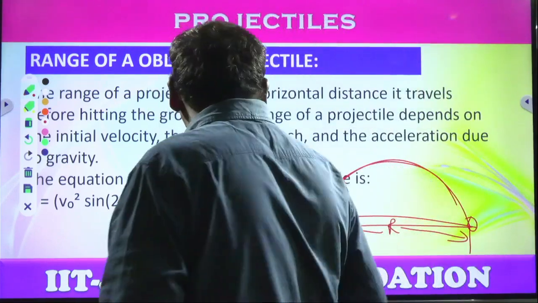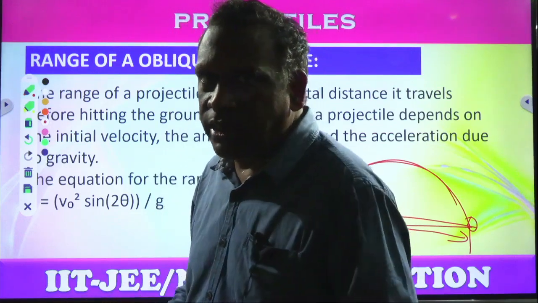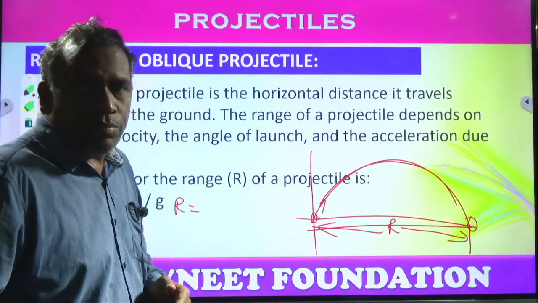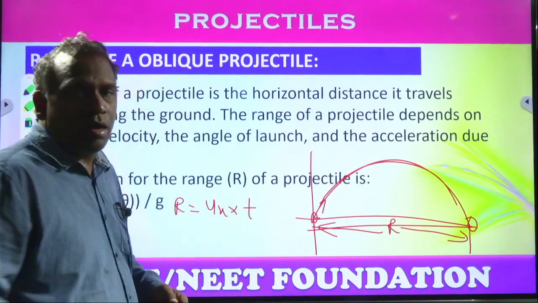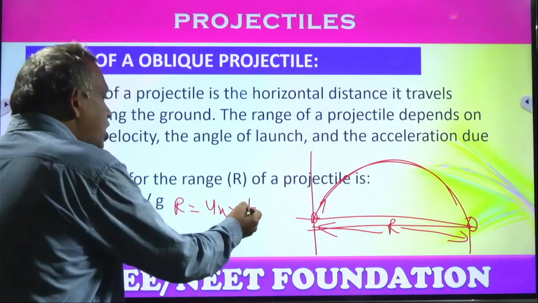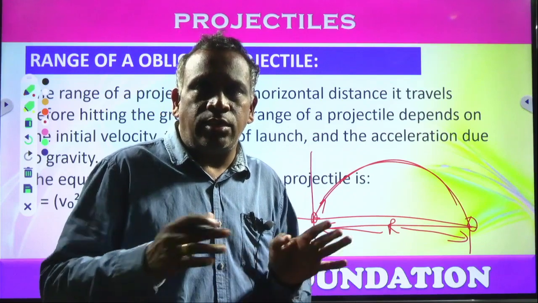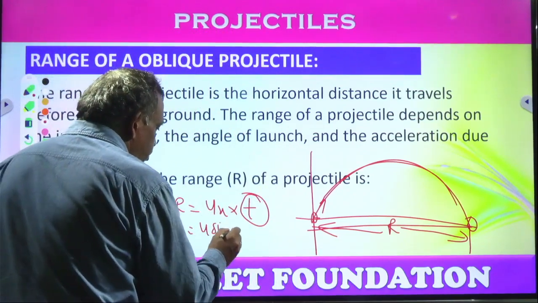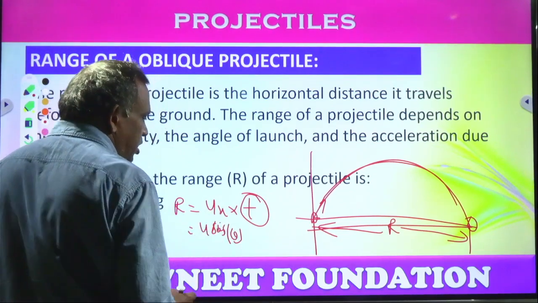So now, how to find out range? Range is nothing but the horizontal distance. So horizontal distance is equal to horizontal velocity into time. Of course, horizontal acceleration will be 0, that's why ux into t. What time should we take here? The time of flight should be taken. Time of flight is 2u sin theta by g. So ux is u cos theta.